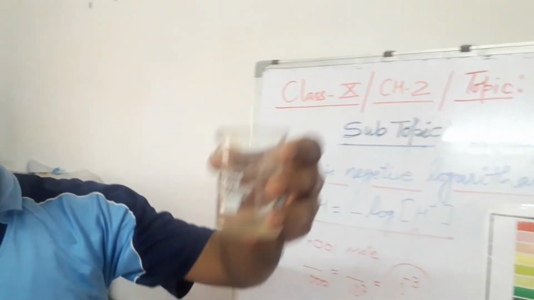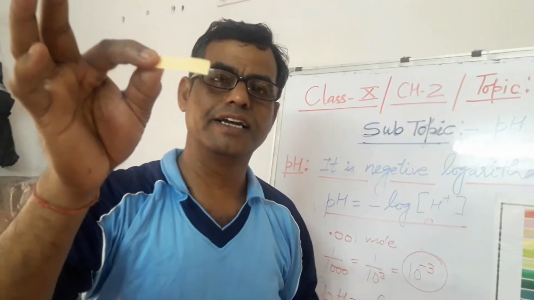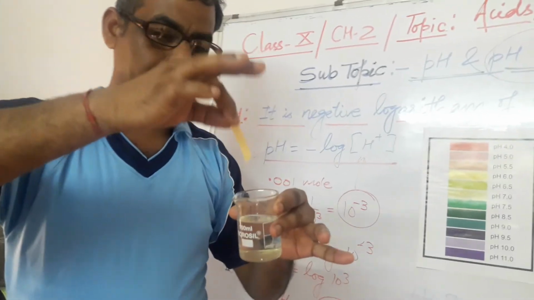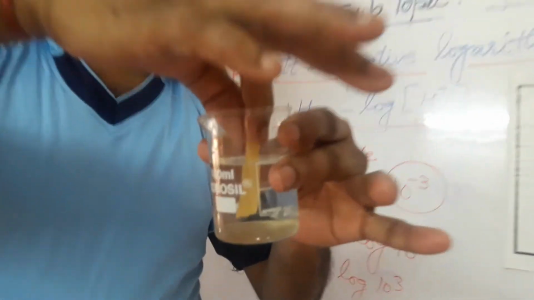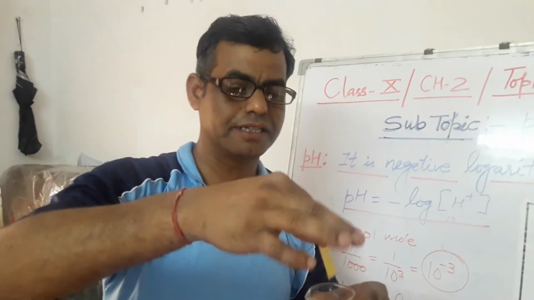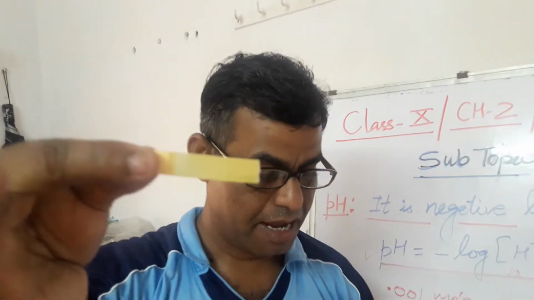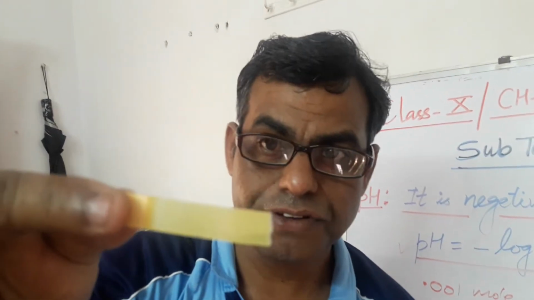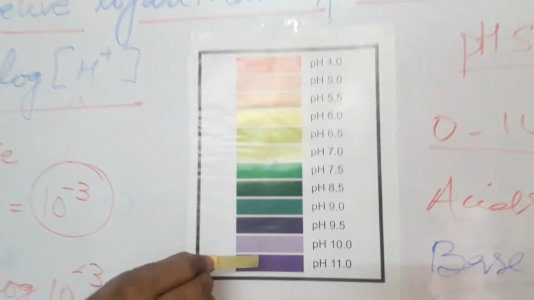The first is the sugar solution. I have the sugar solution here. We will take this universal indicator strip and dip it into this. As we dip it, the color will change. You can see it like this. Now we will match this strip with the universal indicator chart like this.